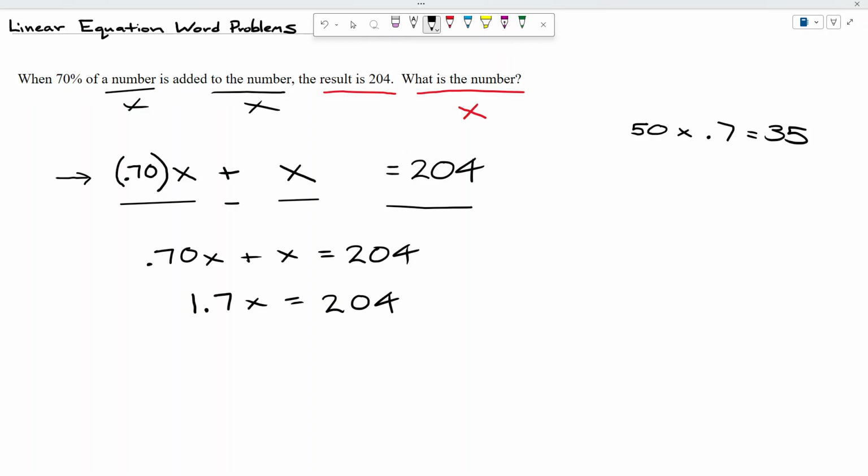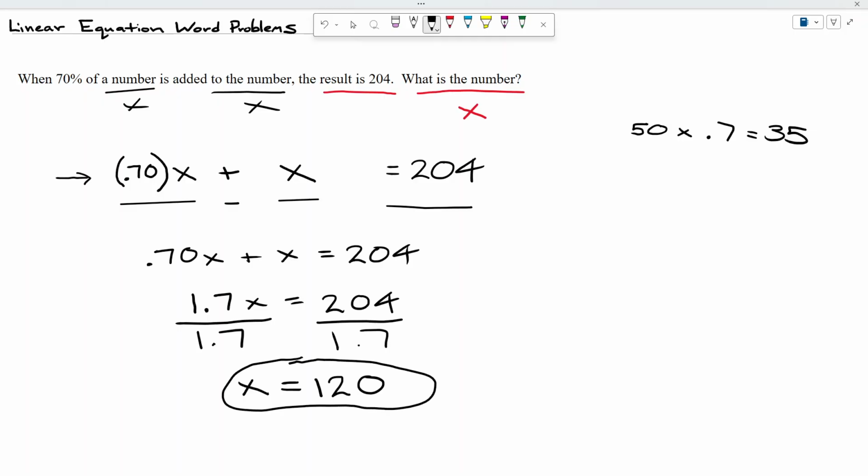And then to solve for x, all we have to do is divide out the 1.7 on both sides. So it looks like x in this case comes out to 120. x is equal to 120. So what is the number? The number is 120.